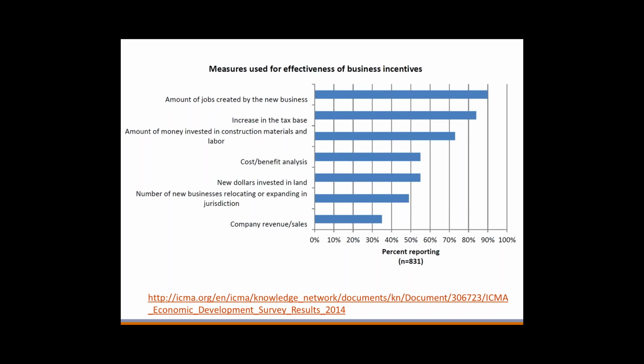Some of these are kind of wordy. The cost benefit analysis just above, somewhere between 50 and 60%, maybe 55. I assume that's like the fiscal impact analysis that we're talking about. Then new dollars invested in land, not quite sure what they mean there, if that's capital investment or what they mean specifically by land, so that's a little curious to me. Then a count of the number of new businesses relocating or expanding, and company revenues and sales are further down the list, probably not measured as often because no one wants to give it up. But I think it's interesting to take a look at and see what everyone responds there.